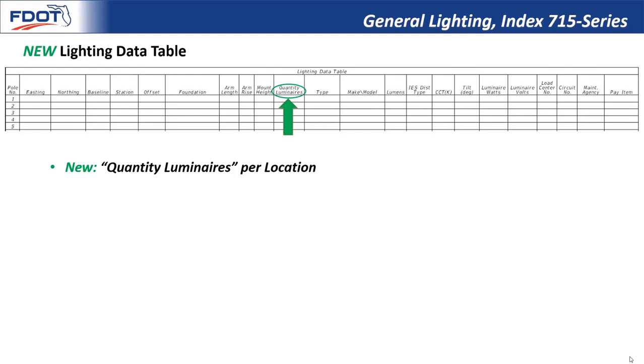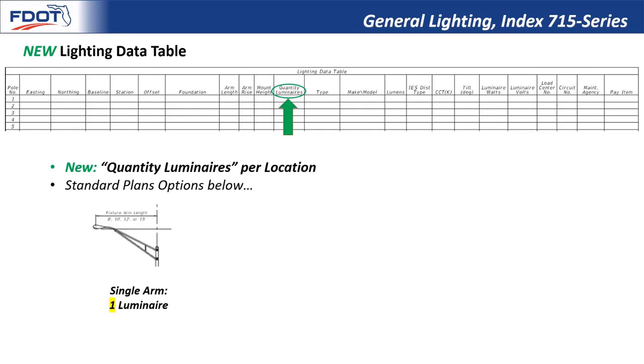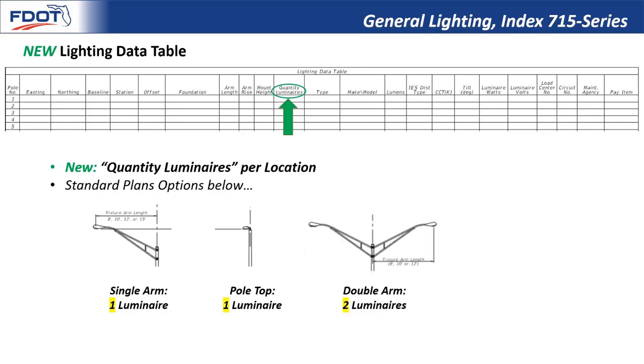And so moving on, we have a new input for the quantity of luminaires per location. And so this is just based on the standard plans options that we'll show below. So first is the single arm light pole, and so that would have one luminaire. So you just put one in the data field. The same with pole top luminaire. Simply put one in the data field. We have a double arm luminaire, and so you list two, since you have two luminaires per pole. And then the last example is the high mast light pole, where you'd input between 4 to 8 luminaires for the standard plans options in the EOR's design.